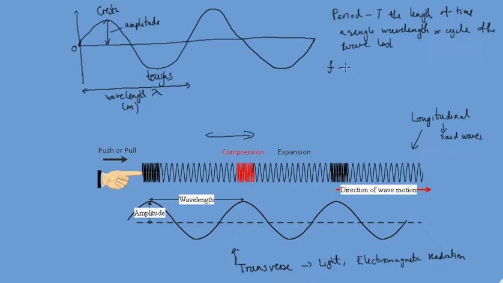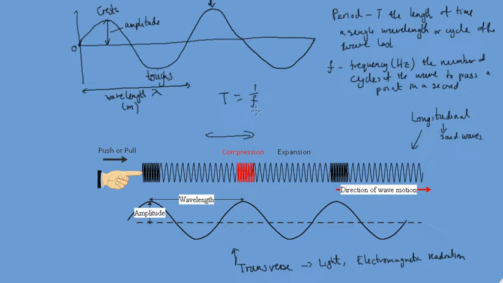We've also got the frequency, which is measured in hertz, and that's defined as the number of cycles of the wave to pass a point in a second. Say we had this point here, and you had somebody counting each time the crest passes within a second, and that would give you the frequency. The relationship between the period and the frequency of a wave is that the period is equal to 1 over the frequency. So the period is the inverse of the frequency.